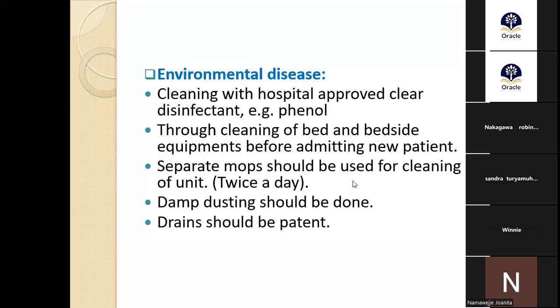Use separate mops for cleaning of the unit, twice a day. But sometimes you use a mop in one room, maybe having very highly infectious patients, and you go and use it in another room. We do damp dusting, then drains should be patent. Drains where our water is flowing should be flowing, patent.